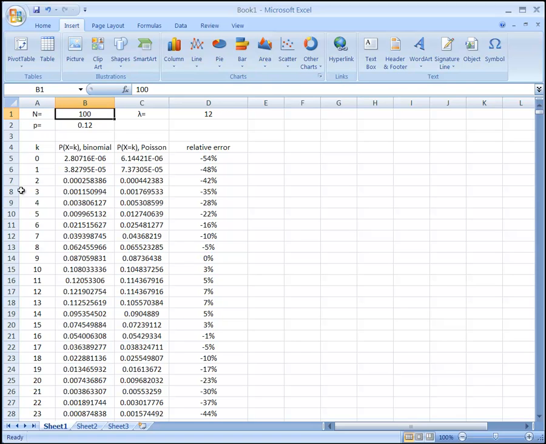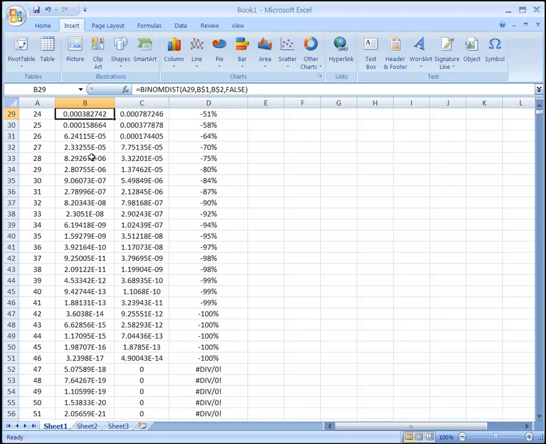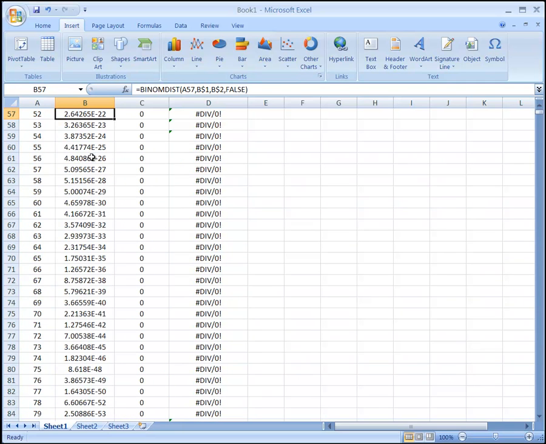And most of the work is going on down here. And what I've done is simulated a binomial distribution as well as a Poisson distribution, and then I've compared those with a relative error. And I've done that for each of the k values that are possible from 0 up to 100. Now if you scroll down, I've actually made this spreadsheet quite big.